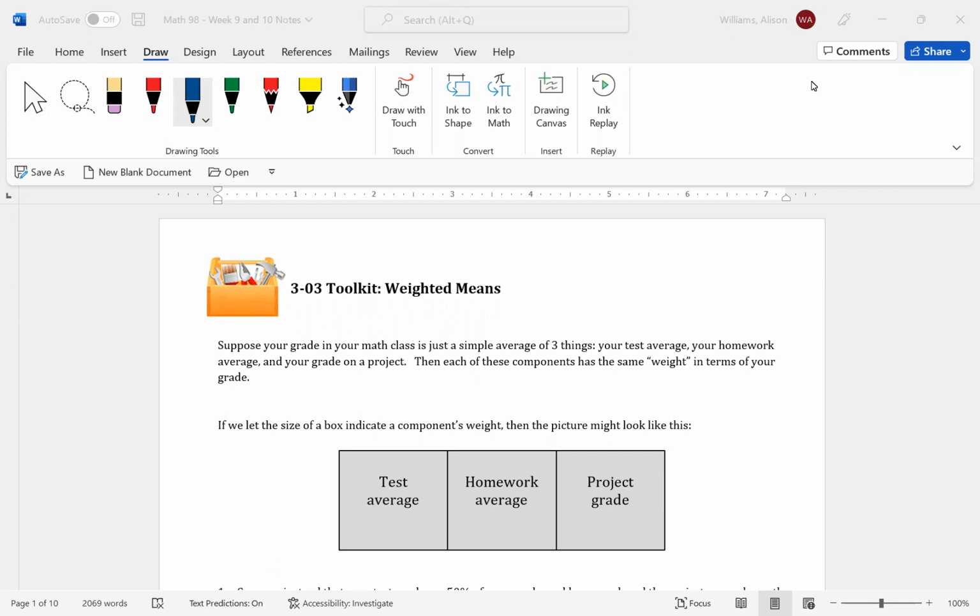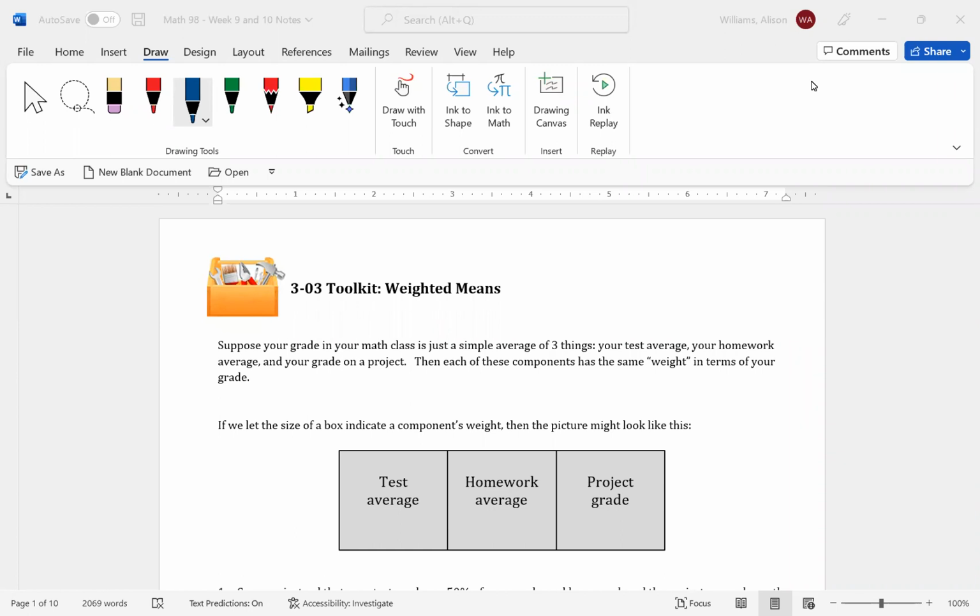Suppose your grade in your math class is simply an average of three things: your test score, your homework average, and your grade on a project. Then each of these components have the same weight in terms of your grade. So if we let a box indicate a component's weight, then the picture might look like this. The size of the box indicates a component's weight.